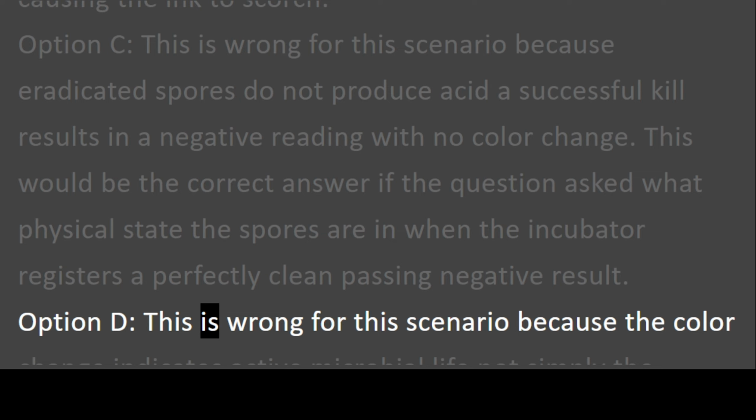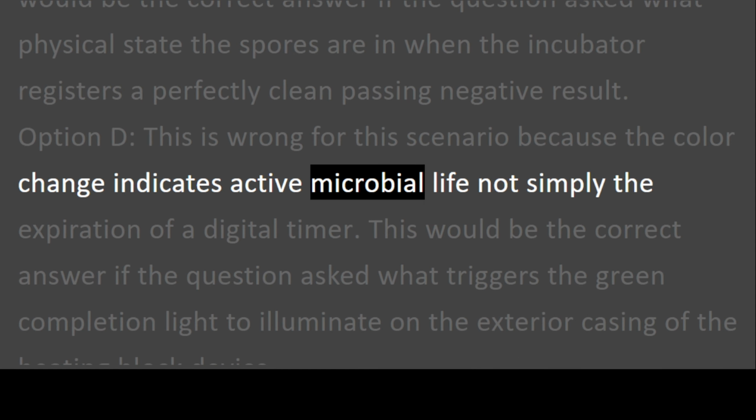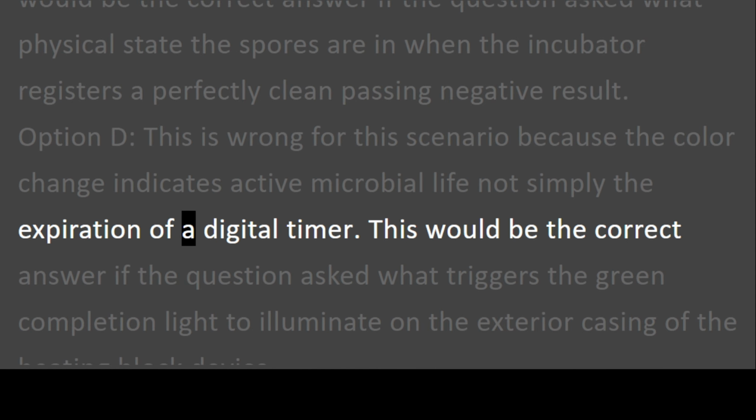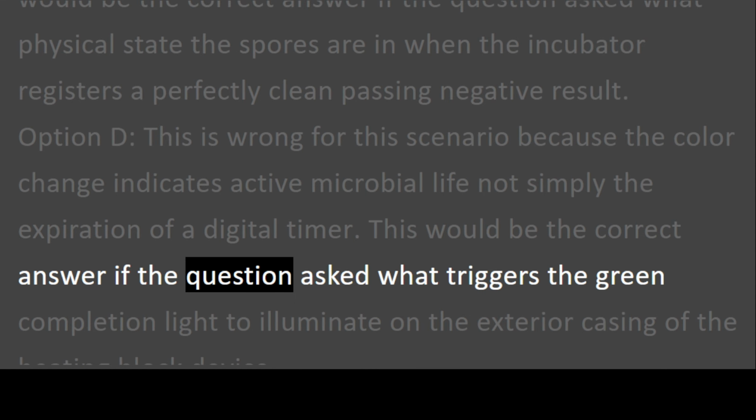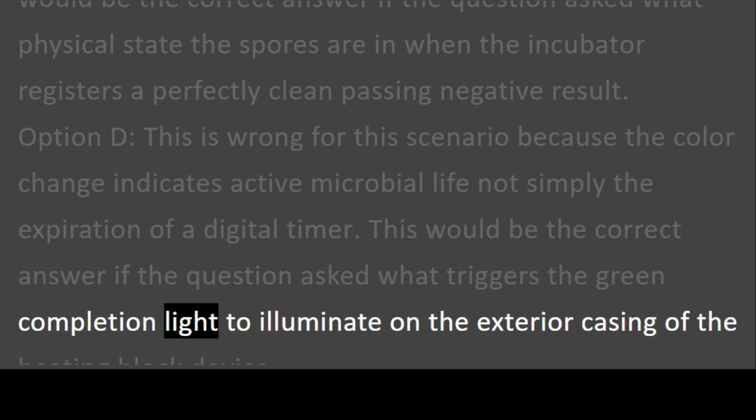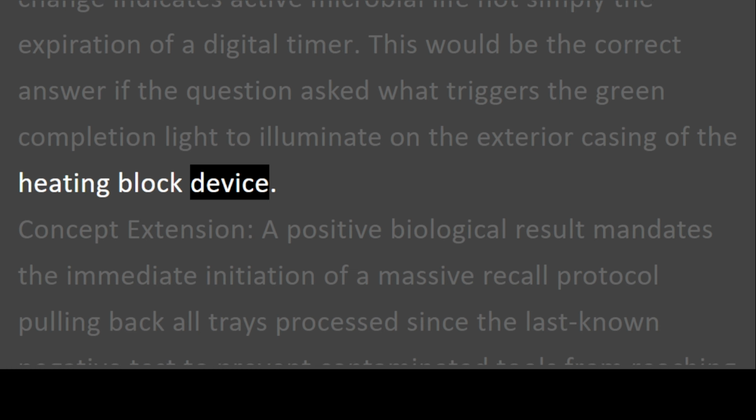Option D. This is wrong for this scenario because the color change indicates active microbial life, not simply the expiration of a digital timer. This would be the correct answer if the question asked what triggers the green completion light to illuminate on the exterior casing of the heating block device.